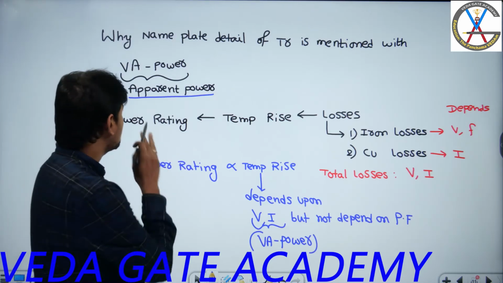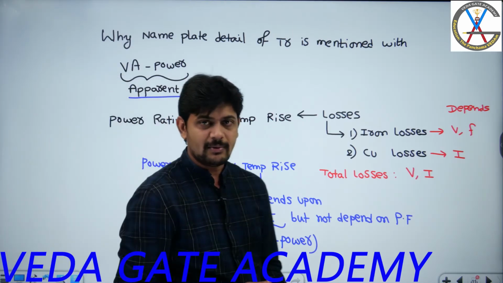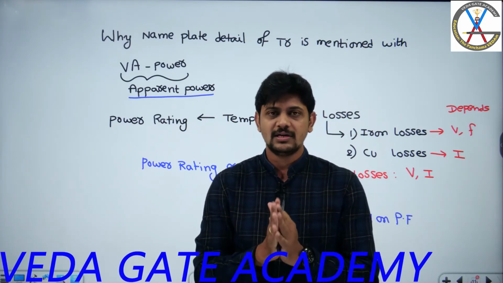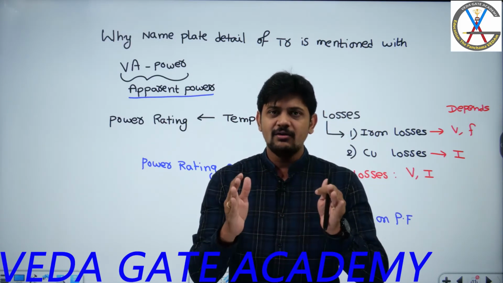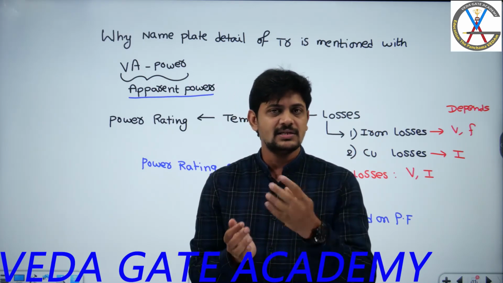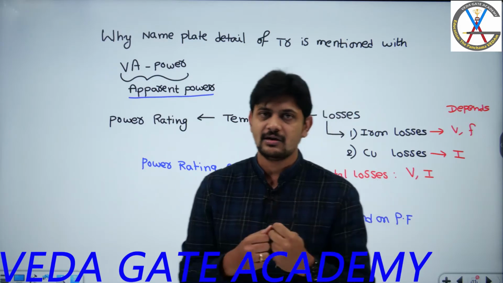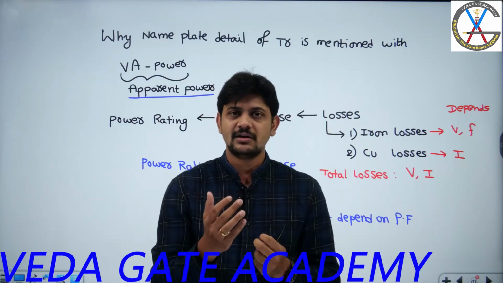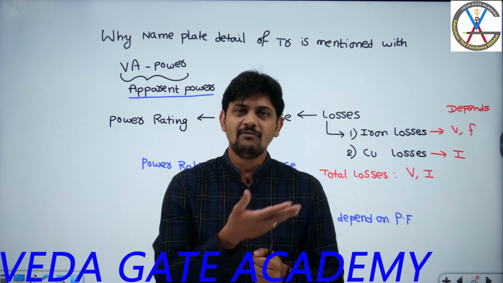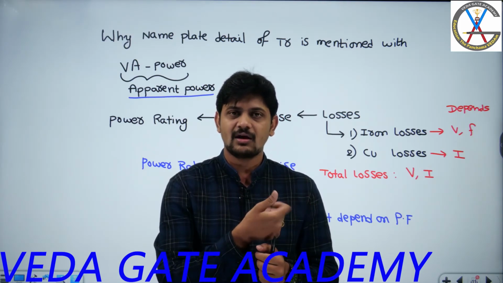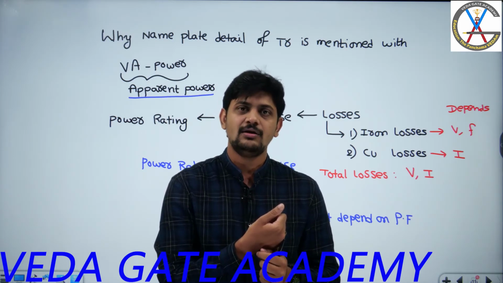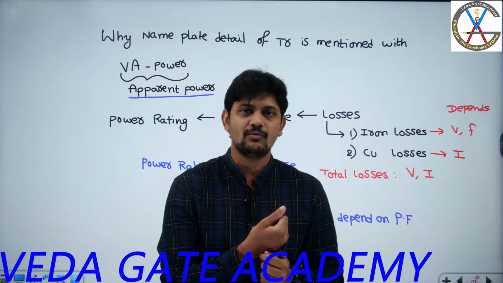Have you understood? So the conclusion is why we mention the transformer rating as apparent power rather than active power. The reason is the power rating of any machine, not only a transformer, is decided based on the temperature rise inside that machine. The temperature rise depends upon the different losses that occur. In a transformer we have iron and copper losses; iron losses depend upon voltage, copper losses depend upon current, and total losses depend upon volt ampere, or voltage and current.